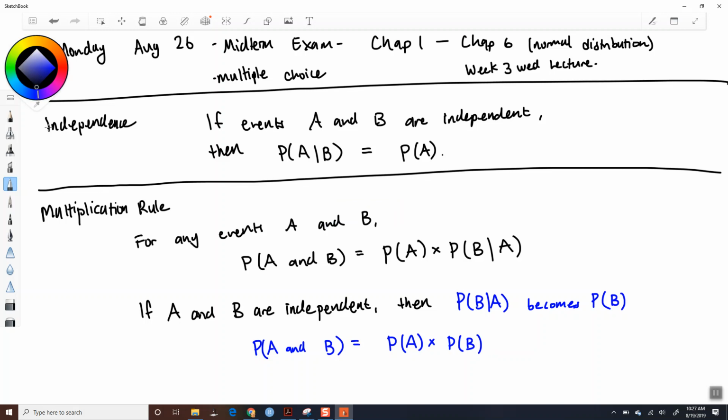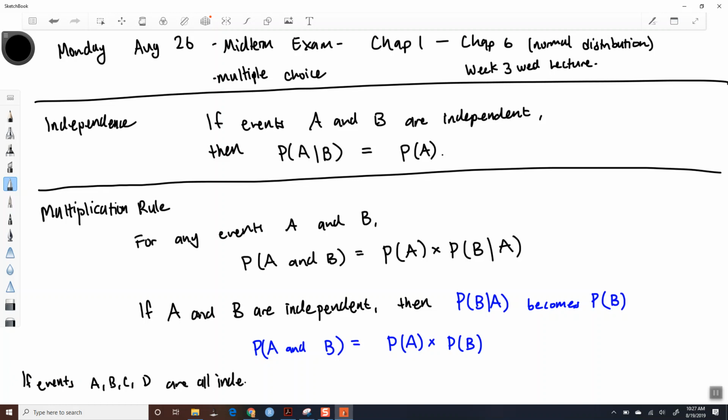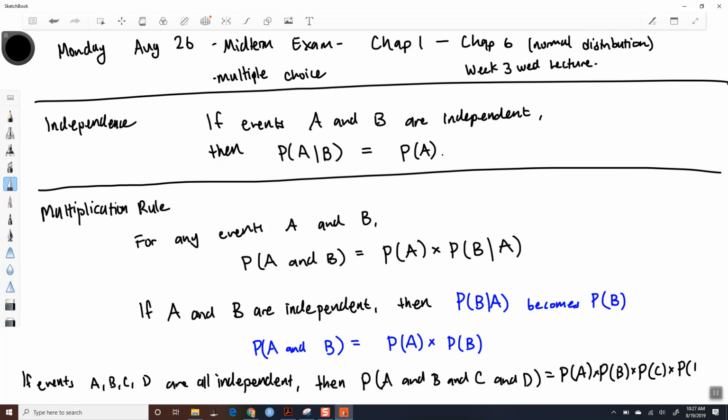And this can further be expanded. If events A, B, C, and D are all independent of each other, then the probability of A and B and C and D is equal to the probability of A times the probability of B times the probability of C times the probability of D.